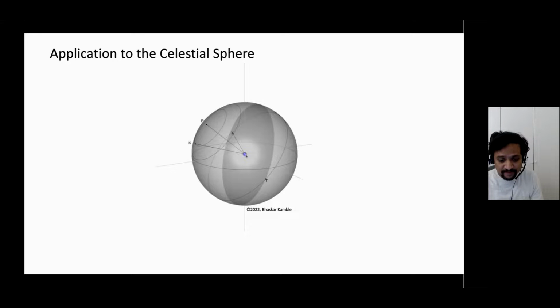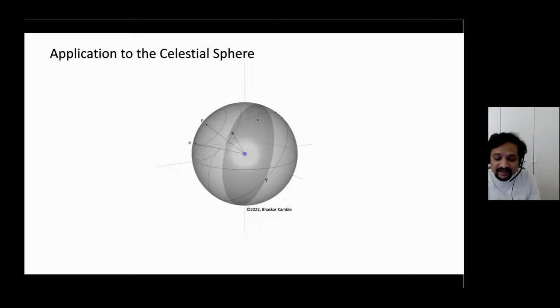So when you extend the axis of the Earth's rotation, it will intersect the celestial sphere in 2 points. Here is the point P, which is the north celestial pole, and there is the corresponding point, the south celestial pole, on the other side. And then you have this circle, which here is the ecliptic circle. So the ecliptic circle is the ecliptic plane in this case.